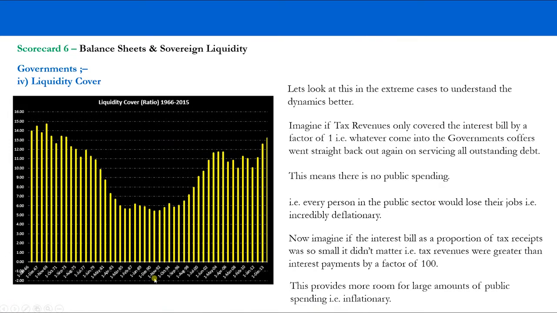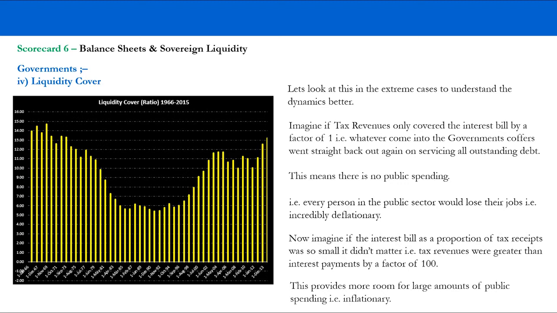If you want to understand this in a bit better detail, let's think of the extreme cases so we can understand the dynamics better. Imagine a situation where tax revenues only covered the interest bill by a factor of 1. So whatever the government received in their coffers, whatever they received in tax revenues, went straight back out again on servicing all outstanding debt. So all the revenues that they received went out to pay the interest bill on the outstanding debt.